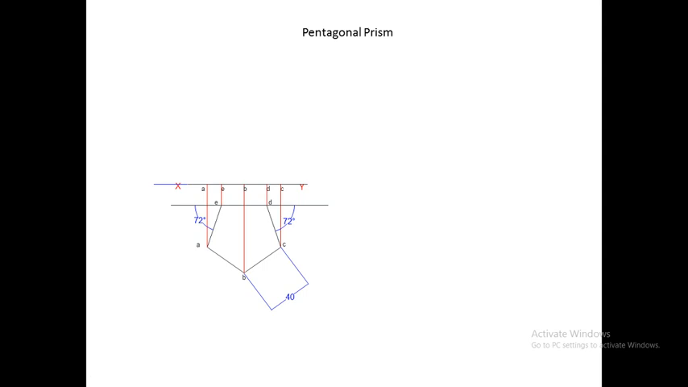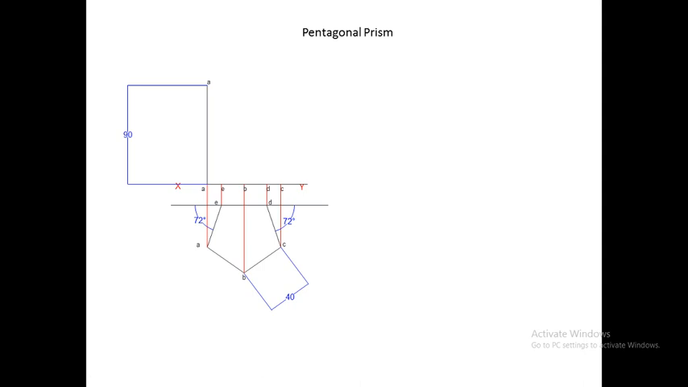Now we will mark the height of the prism which is given as 90 mm in the question. So the height of the prism is equal to 90 mm. After marking the height, we will name the point A on the top also. So this vertical line A to A represents the vertical edge of the prism.